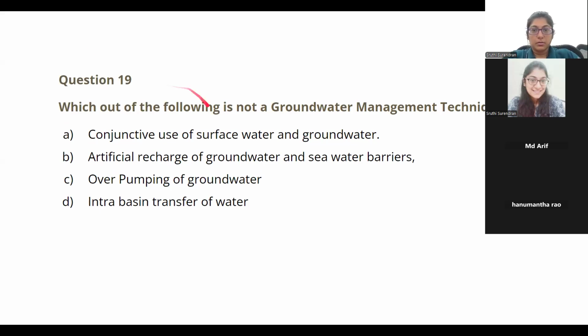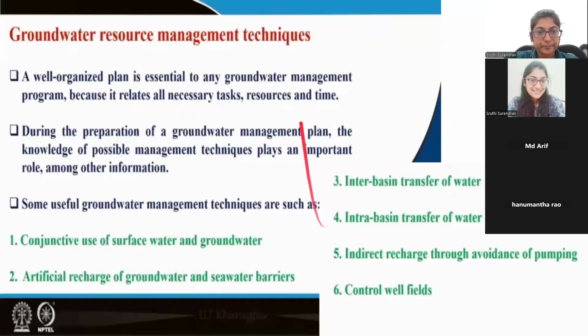Okay, so let's continue the discussion. Which of the following is not a groundwater management technique? Conjunctive use of surface water and groundwater, artificial recharge of groundwater and seawater, over pumping of groundwater, intra-basin transfer of water. So the correct answer, both of you, is C.